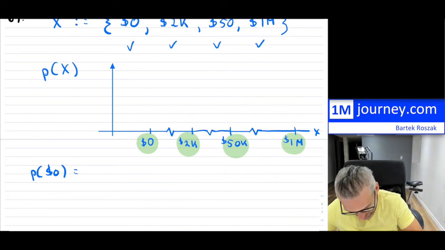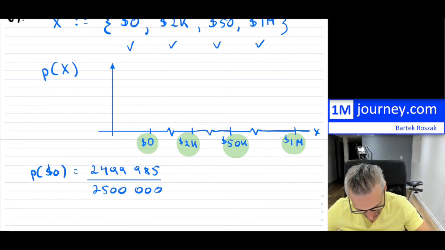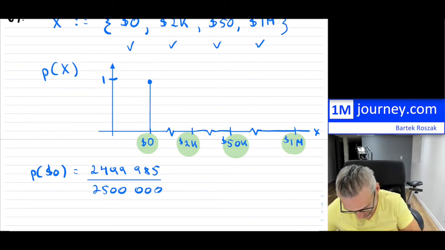There's 15 prizes in total. So this is going to be 2,499,985 over 2,500,000. Obviously, this is almost 1. It's going to be practically there. I'll just put it like this. I hope that you see it. And now the rest is going to be puny.